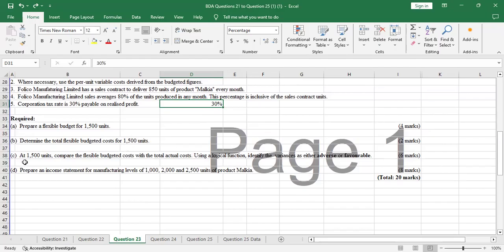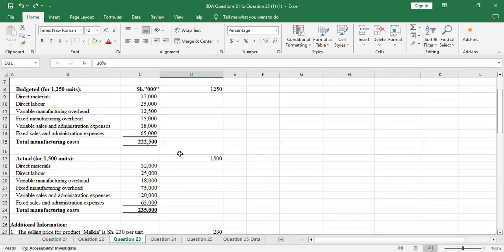That's 2 marks. C, at 1,500 units, compare the flexible budgeted cost with the total actual costs, using a logical function, and identify the variances as either adverse or favorable. Then part D, prepare an income statement for manufacturing levels of 1,000, 2,000, and 2,500 units of product Malkia. That was 8 marks. So I'll go straight away and do the question.